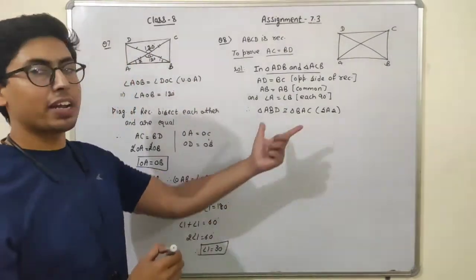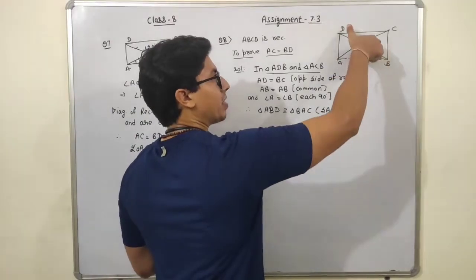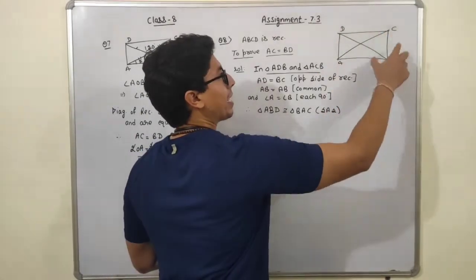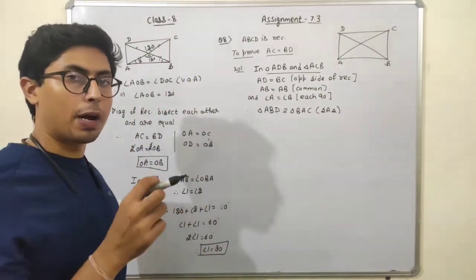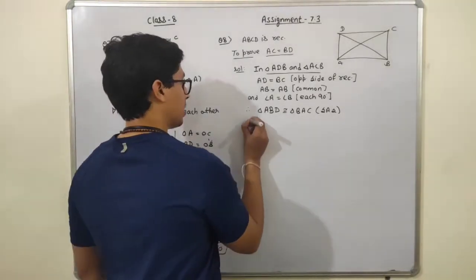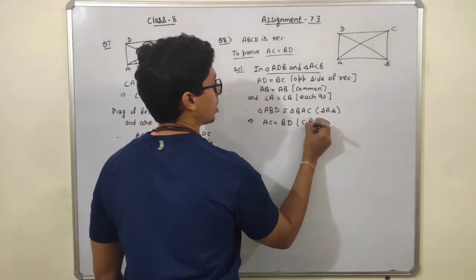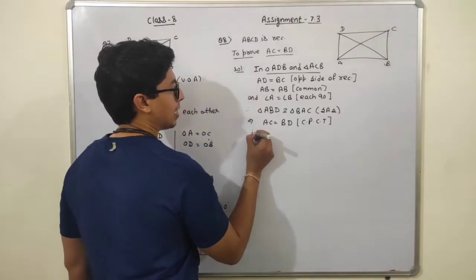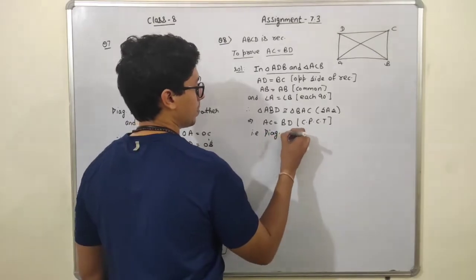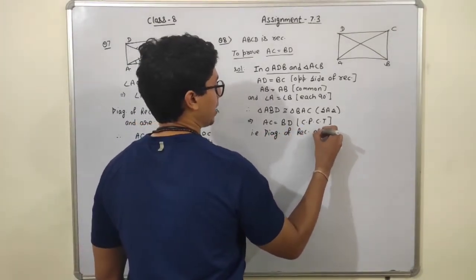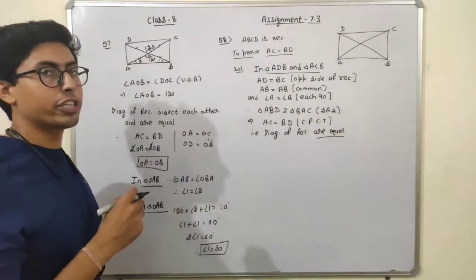Okay, students. Now these two triangles are congruent, so I can do one thing. From triangle ADB, I can take this DB, and from triangle ACB, I can take AC. Both of them will be equal by using CPCT, that is the corresponding parts of congruent triangles property. This implies AC is equal to BD by CPCT. These two are the diagonals, that is, the diagonals of a rectangle are equal. Okay, students. So this is our question number 8.